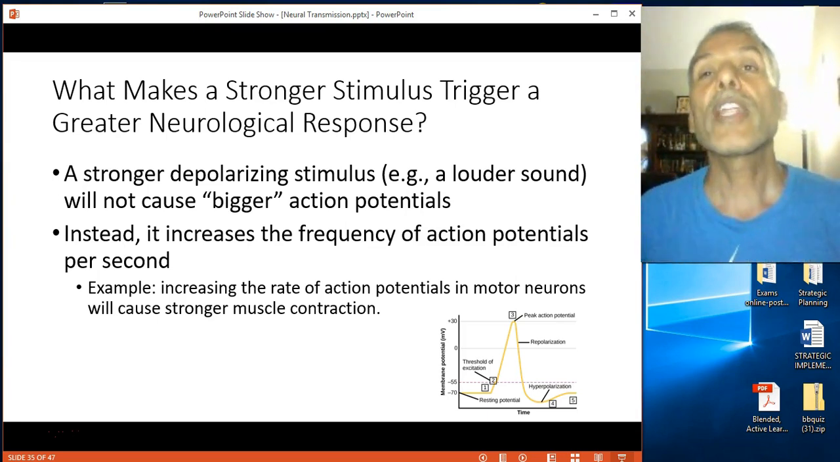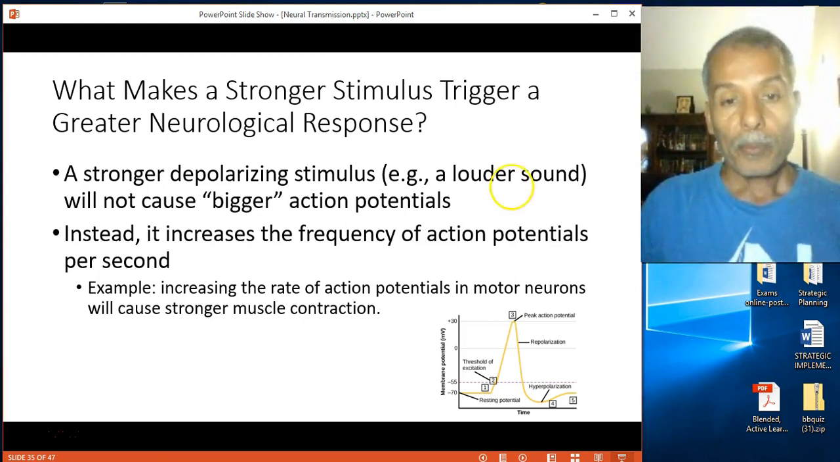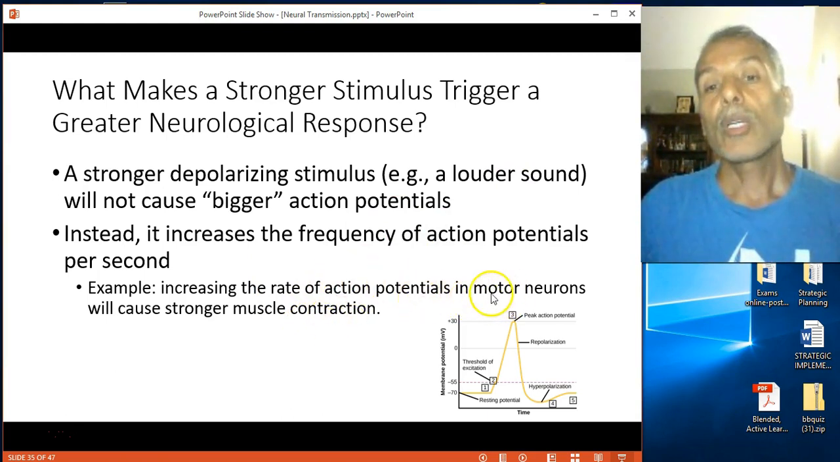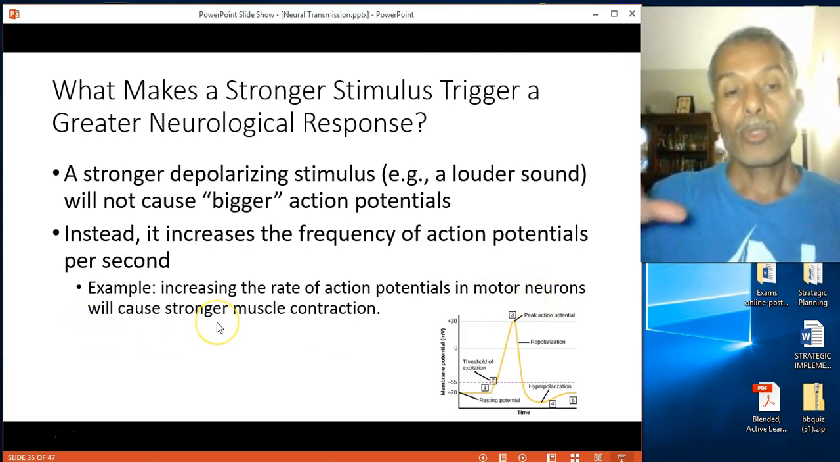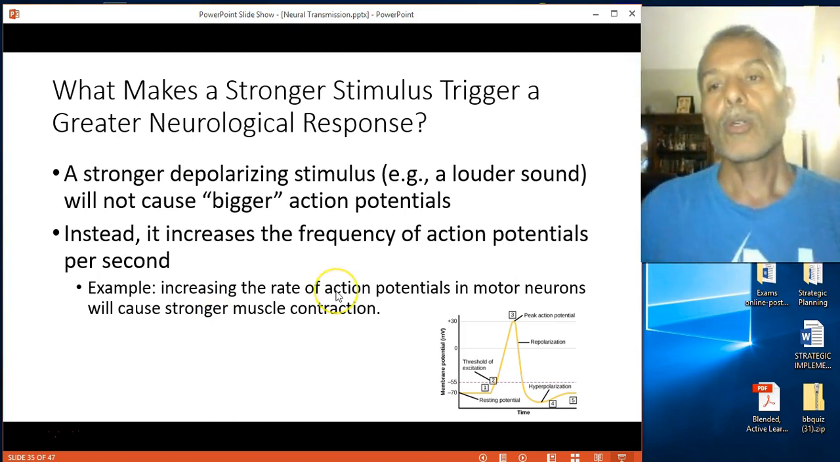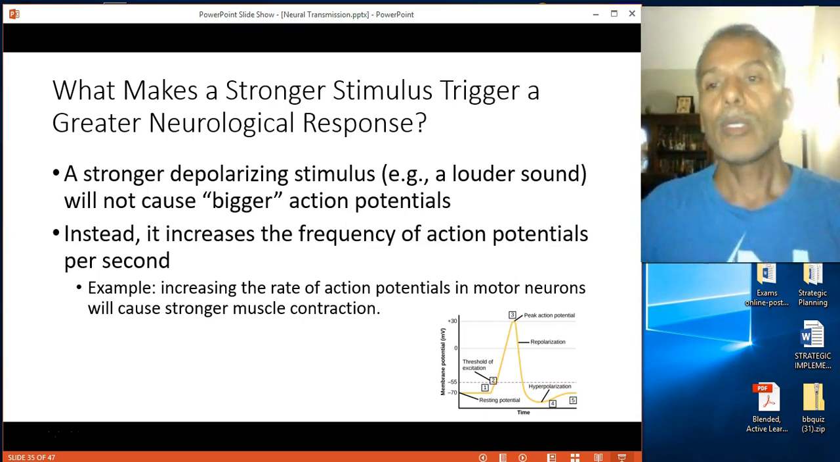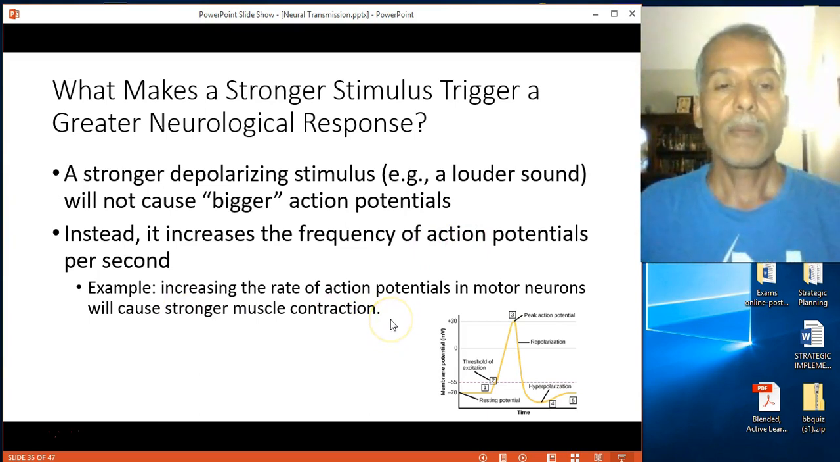It increases the frequency of the action potentials in 1 second. So, for example, when you increase the rate of action potentials in a motor neuron or motor neurons, that will cause the action of the muscle to be stronger. So the contraction will last longer and will be more powerful. That's what happens if you have more action potentials produced per second in these muscles.